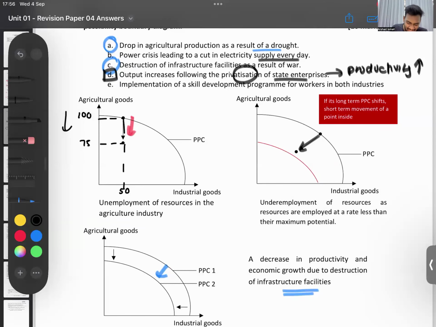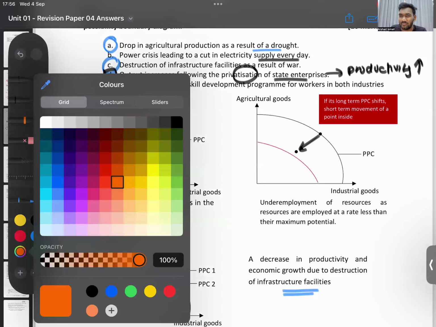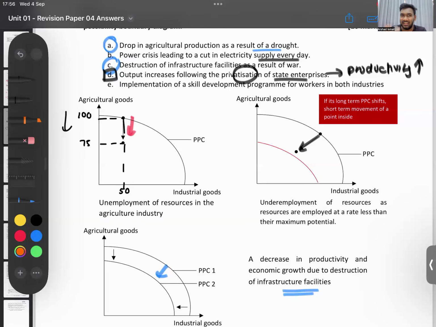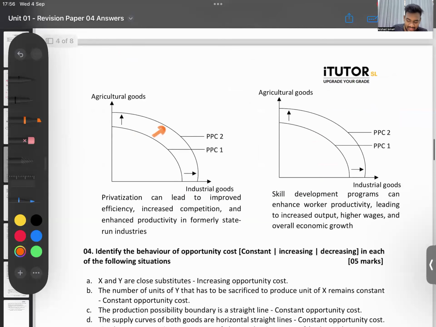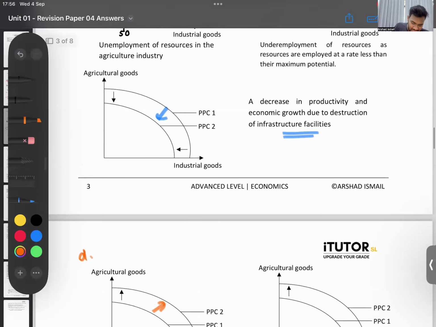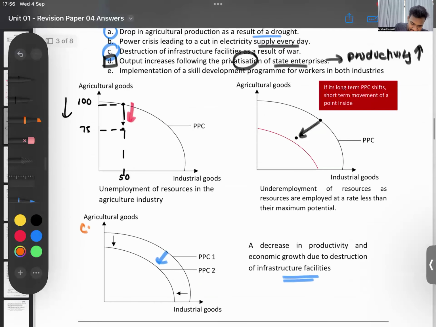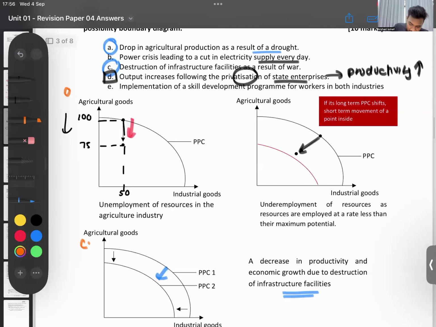Fine. Don't worry if you got this wrong. Even the fellows in this area get the difficult ones wrong. So privatization can lead to improved efficiency, increased competition, and thereby enhanced productivity. The PPC will shift. This is B. This is C. This is A, B.